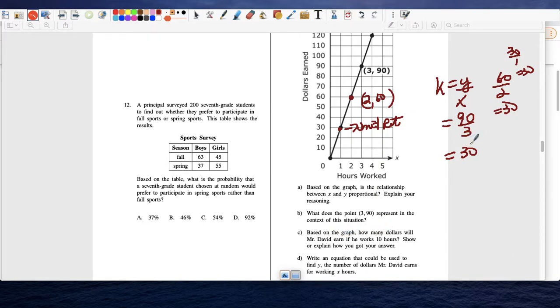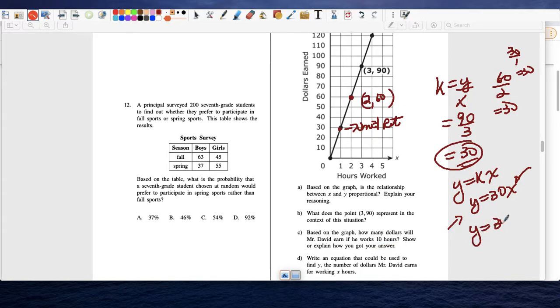So now, once I have the constant of proportionality, right, you come up with an equation. The equation would be y equals kx, or y equals 30x. X represents the number of hours, and y represents how much he earns. So if he works 10 hours, it would be y equals 30 times 10, and y equals $300. So he would earn $300 in 10 hours. Write an equation that could be used, well, I already wrote the equation. Y equals 30x is our equation. So one leads to the other. Okay.